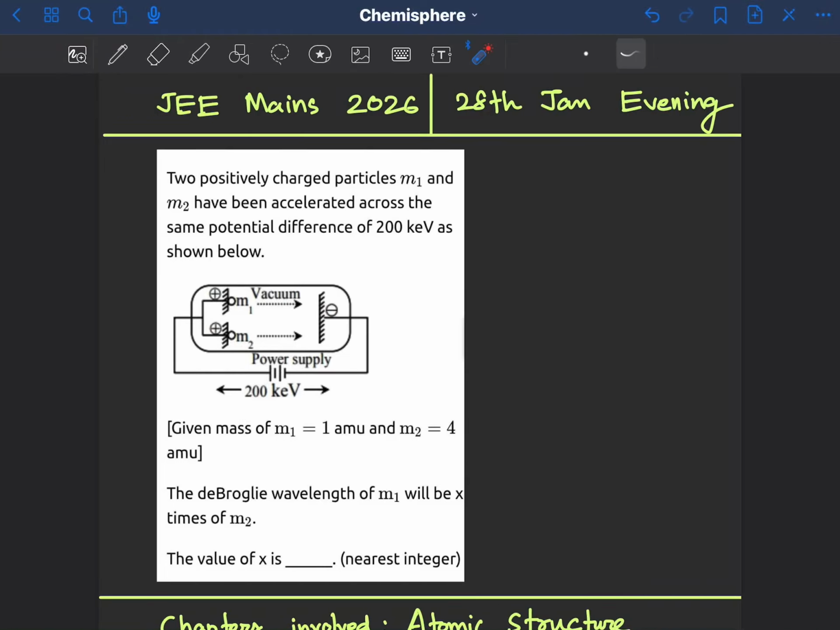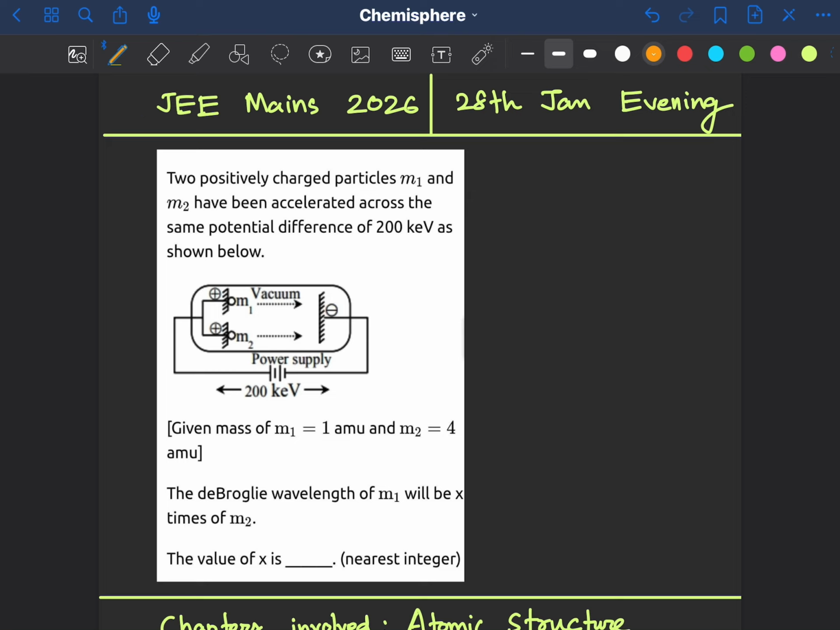Hello everyone. So this is a question from JEE Mains 2026 28 Jan evening. Two positively charged particles M1 and M2 have been accelerated across the same potential difference of 200 kilo electron volt as shown below. Okay, so let us mark the important points.